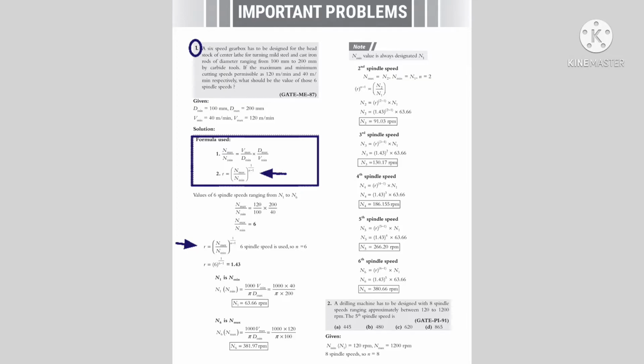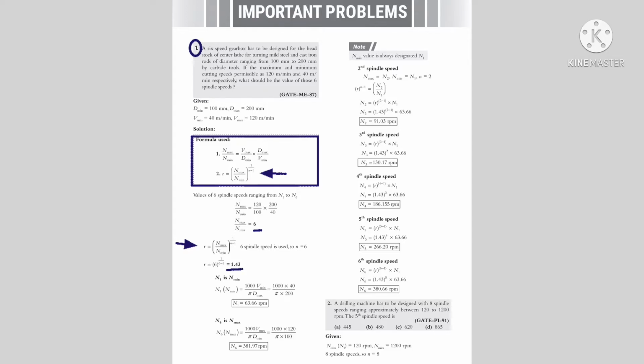To calculate it, first you have to find the ratio of N maximum and N minimum, which is given as the ratio of V maximum by D minimum into D maximum by V minimum. Substituting the values of velocity and diameter, finally we get N maximum by N minimum as 6. Substituting in the progression ratio formula, we get the r value as 1.43.